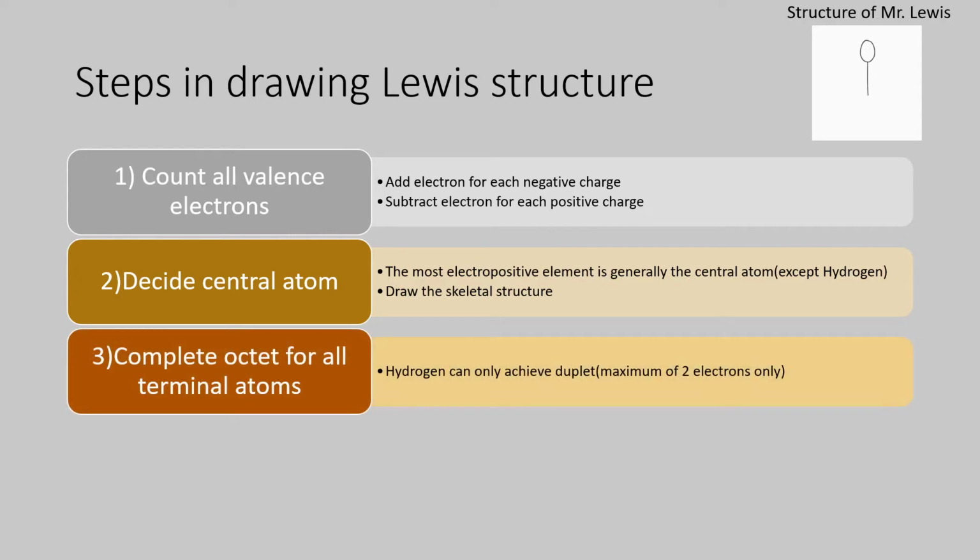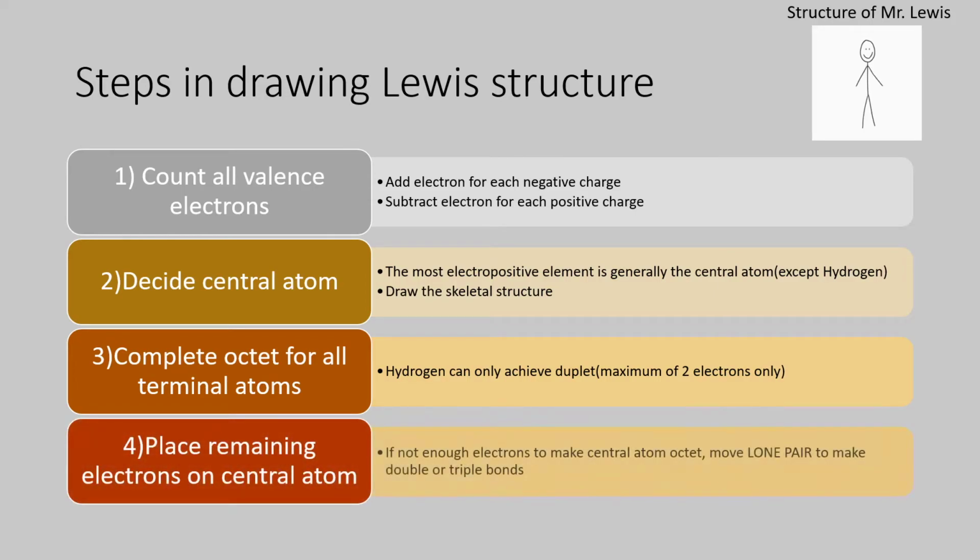And then kita complete octet for all terminal atom. Okay, except hydrogen. Hydrogen dia tak boleh achieve octet. Maksimum dia boleh pegang hanyalah 2 elektron. That's it. Lebih pada 2 nanti dia jadi macam pening kepala sikit. And then place remaining electron on central atom. Okay, this is the overview of all the steps. And then kita akan tengok how we use these steps.